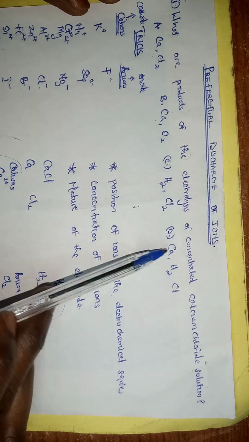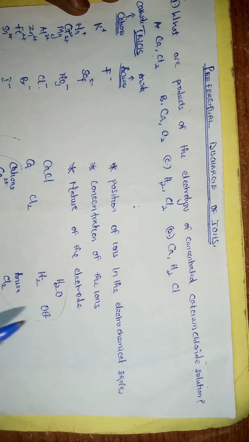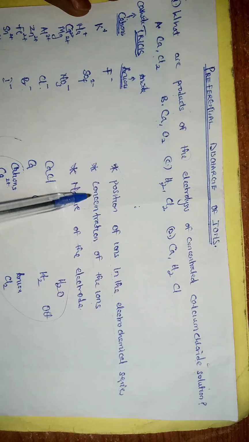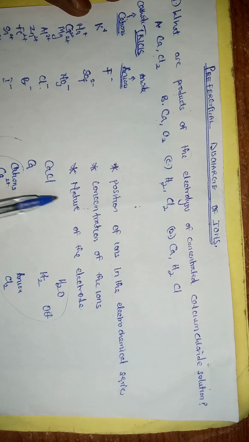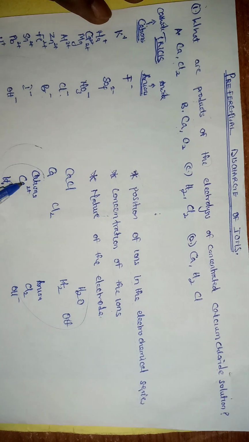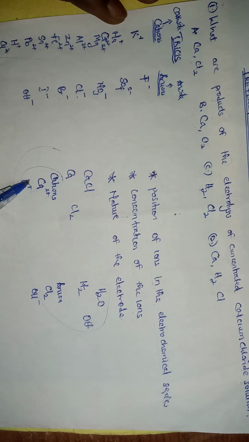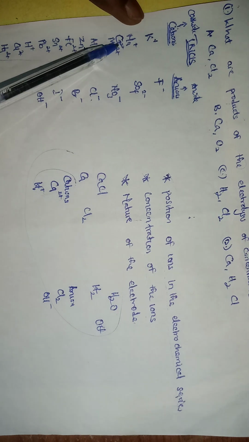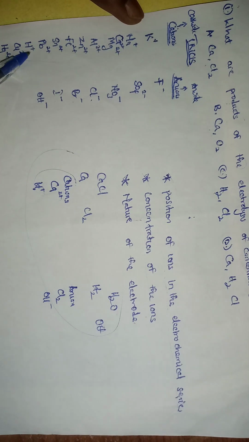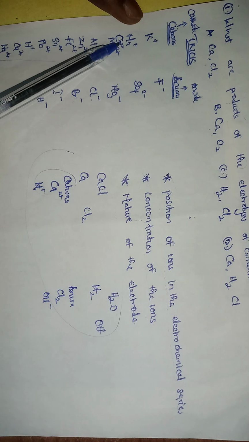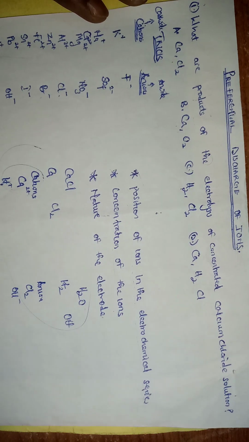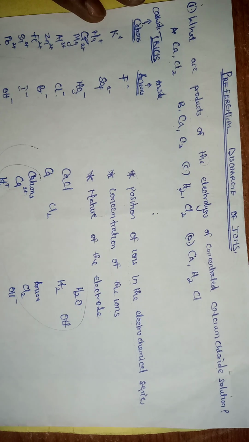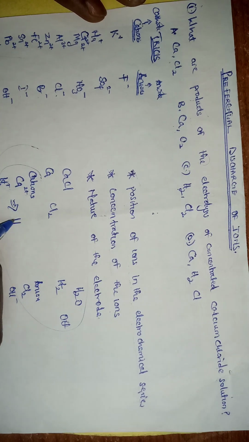From the question, we have the concentrated calcium chloride. The effect of concentration can only be effective if the two participating cations are very close together. So you can see we have the calcium here. Look at the hydrogen. Hydrogen is very far from the calcium, so you get it now? So hydrogen has the tendency to be deposited at the cathode. So at this point, hydrogen will migrate here.